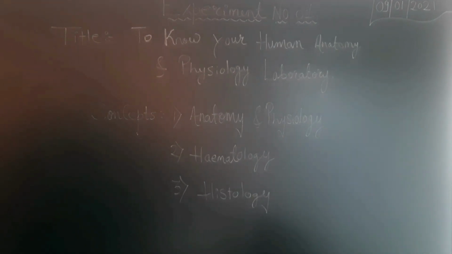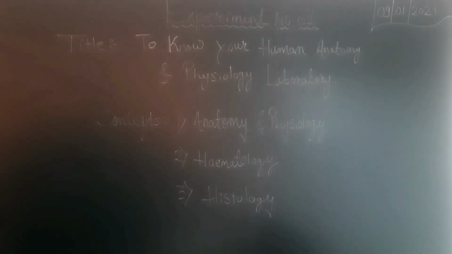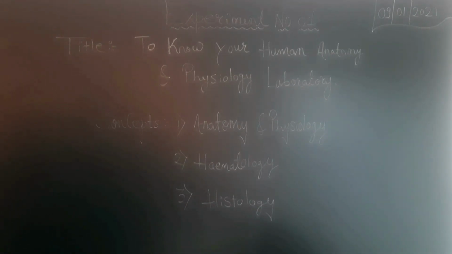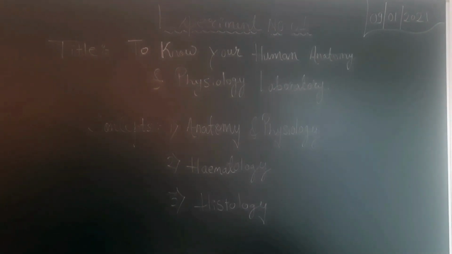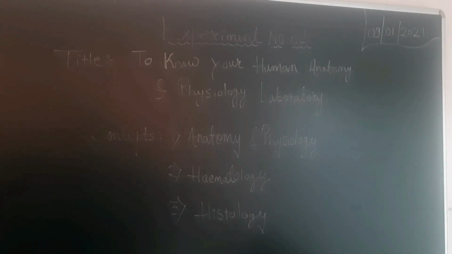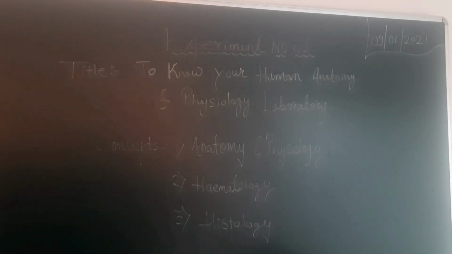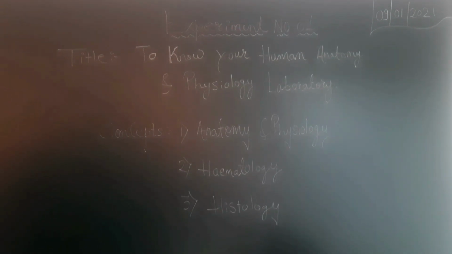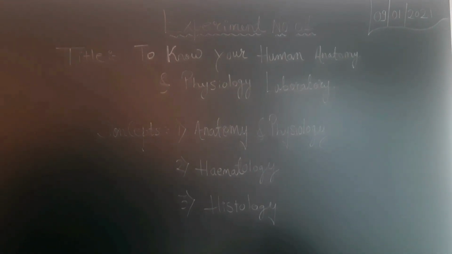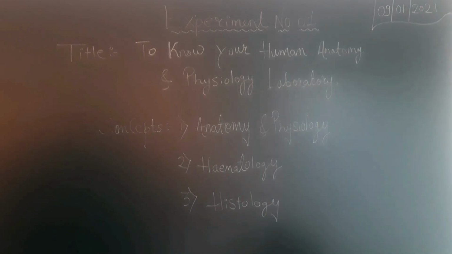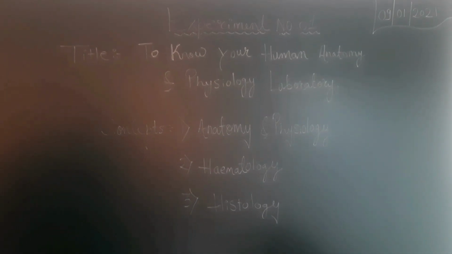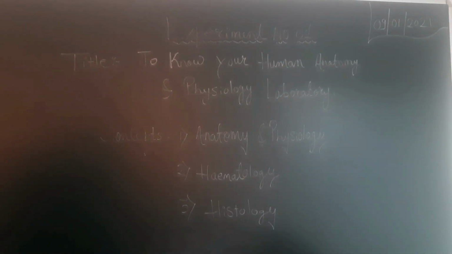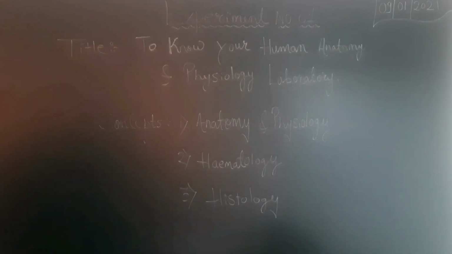All of you already know the definitions of anatomy and physiology, hematology and histology. Anatomy is a branch of science that deals with the study of the external and internal gross structure of the human body, whereas physiology is a branch of science that deals with the study of functional aspects of the human body.